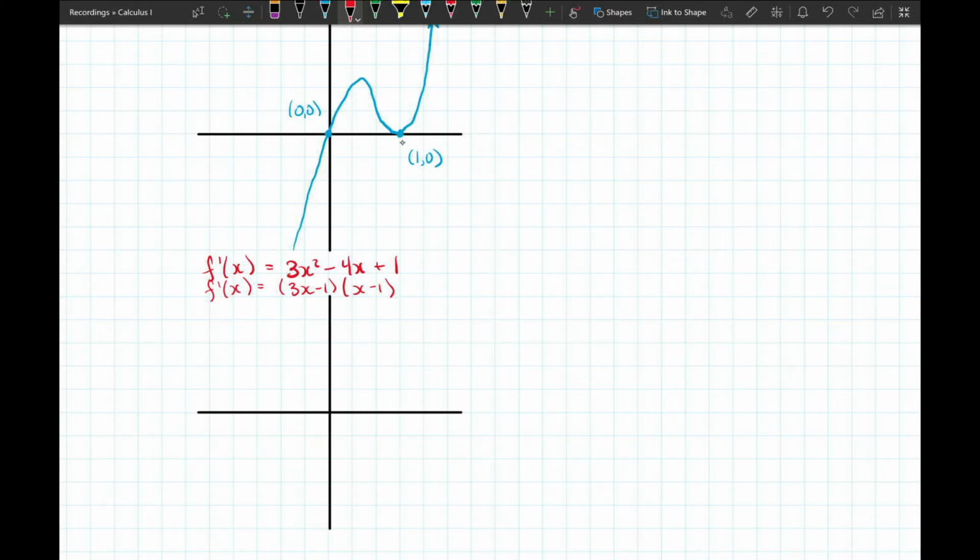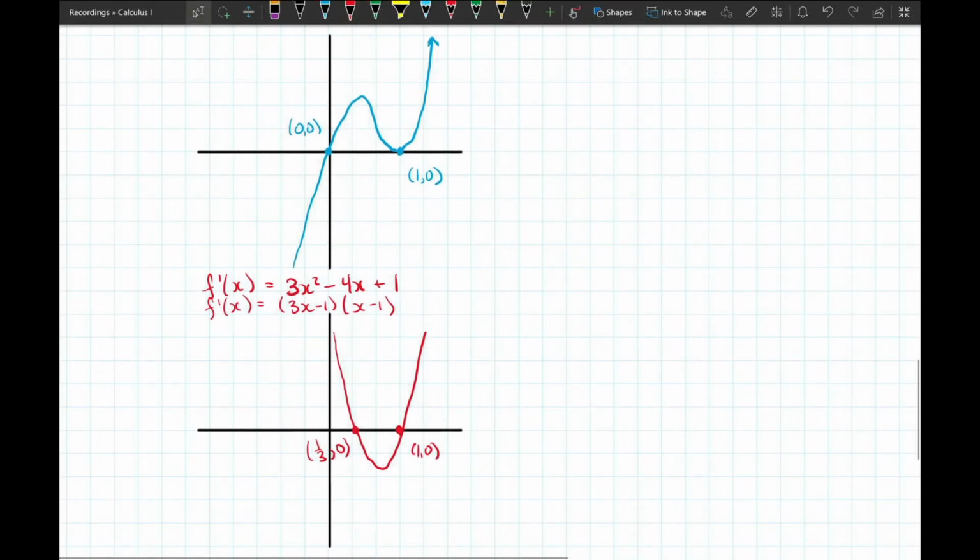Now I'm going to keep the same scale as before. So it has an x-intercept at (1, 0), and it also has an x-intercept at 1/3. And of course, since it's a parabola opening upwards, we have a pretty good idea of what the shape of it would look like. Now, I've drawn these two graphs so that they have the same scale for the x-axis, and I've also tried to line them up perfectly above and below each other to show a couple features here.